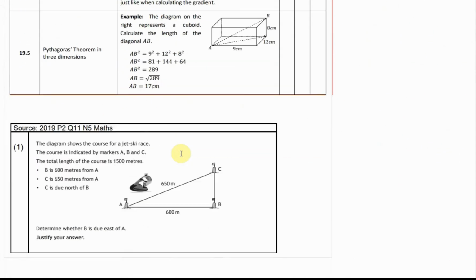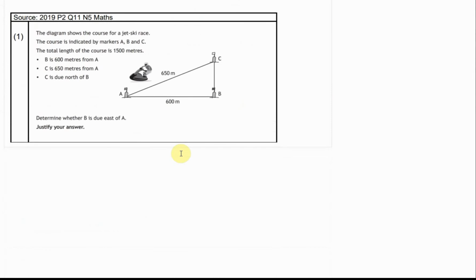Let's have a look at some of the classic questions. This is our converse of Pythagoras. So this is asking us to prove if a triangle's right angled. It's asking about whether B is due east of A. Which is really what this question is asking: is this a right angle triangle? Is that a right angle? So you see triangles and it's asking you to prove if something's north or south, or is this a right angle triangle? That kind of stuff, you're thinking converse of Pythagoras. So we're just going to use Pythagoras in reverse.